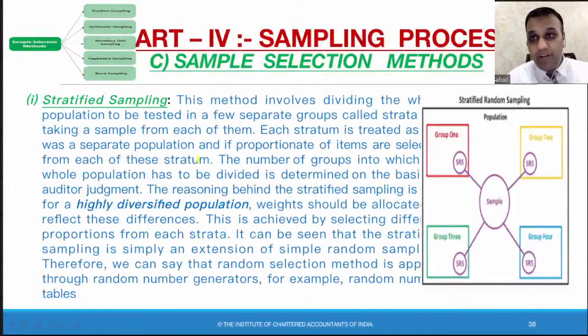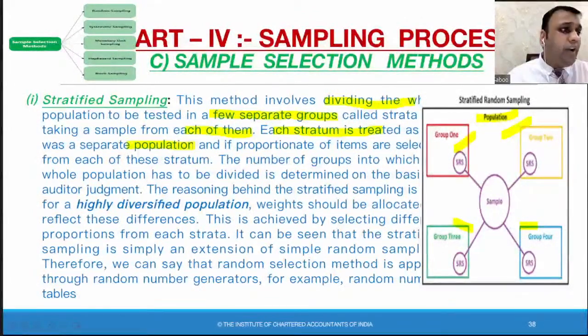See in the example over here on the right side, you can see an image. There is this whole population. I've divided it into group 1, group 2, group 3, group 4. And I can extract samples from each group, or I can take items from each group and form a sample of the population. So the method involves dividing the whole population to be tested into a few separate groups called strata and taking a sample from each of them, called a stratum. Each stratum is treated as if it was a separate population.